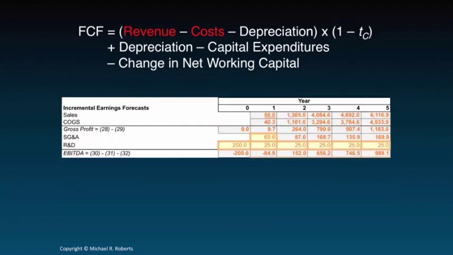I'm going to take a step back and put this together into a somewhat familiar format, and we're going to start with the top line sales forecasts right here. I'm going to subtract off my COGS to get at gross profit. I'm then going to subtract off my SG&A expenses and my R&D expenses to get estimates of EBITDA. And EBITDA is a mouthful once you say it. It's earnings before interest, taxes, depreciation, I'll abbreviate that, and amortization.